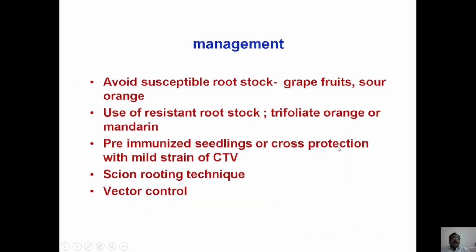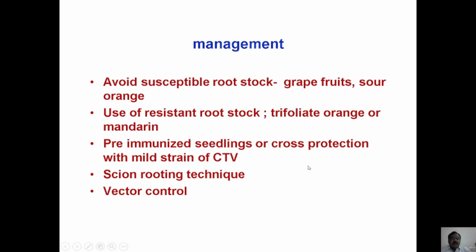citricidus. And to manage this disease, avoid using susceptible rootstocks, that is rootstocks from grapefruits or sour orange, etc. Use resistant rootstocks like those collected from trifoliate orange or mandarin. Pre-immunized seedlings or the cross protection process are helpful in reducing the disease incidence. Such seedlings are called PIALS, pre-immunized acid lime seedlings, that is immunization of the seedlings with the mild strain of citrus virus, which gives resistance against infection by severe strains.